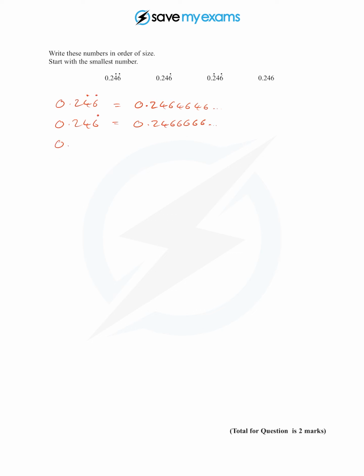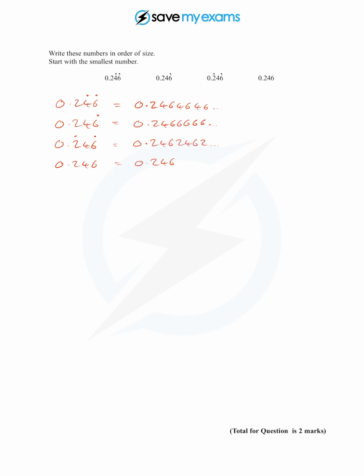And then 0.246 with the dots at both ends means the whole block there of 246 recurs. So that's 246, 246, 2, etc. Again forever. And then 0.246, well, that's just 0.246. Okay, you could then put an infinite number of zeros after if you wanted to.